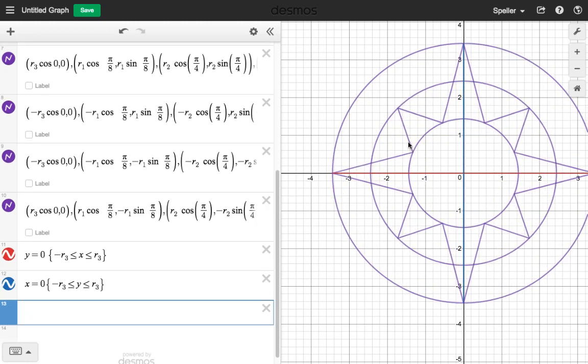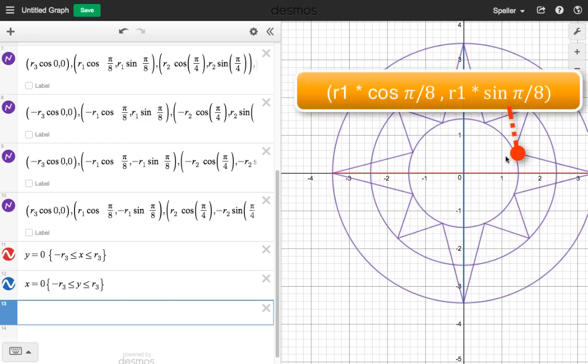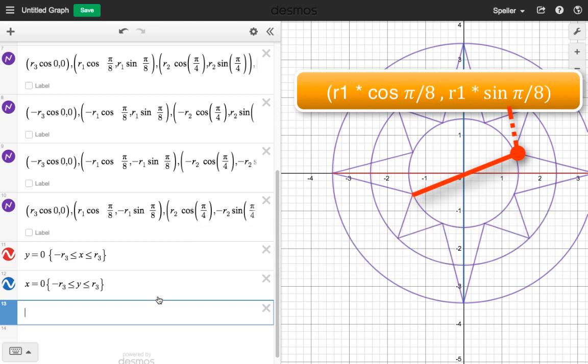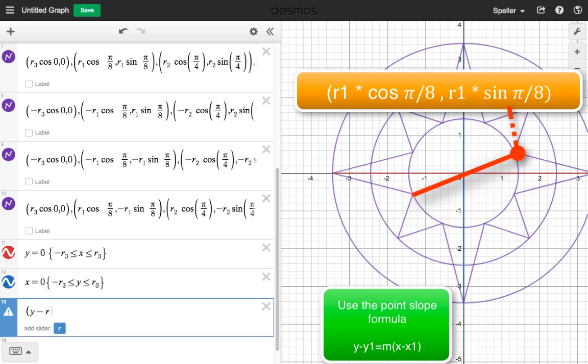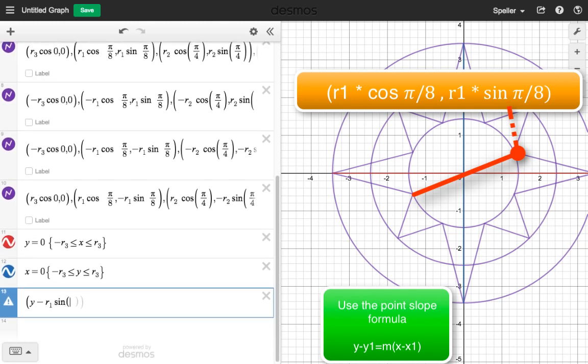Now let's work on the diagonal. Let's start here with the pi over 8. What I want to realize is that we have a direct variation because we're going through the origin, and that's going to help us when we write the equation. We want to write the equation for this point, drawing a line from here to the opposite side, which I believe is this point. So we type in y minus R sub 1 times the sine value, which is sine of pi over 8.